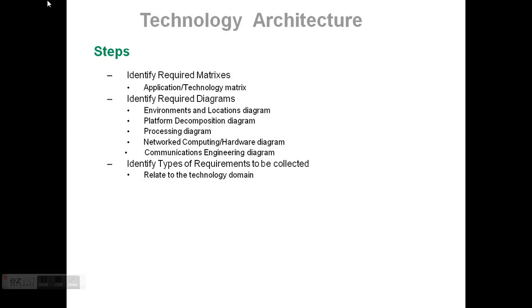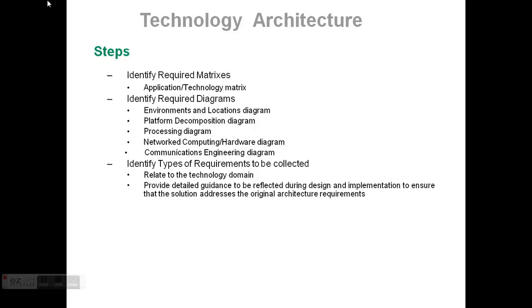Next minor step is to identify the types of requirements to be collected. We are looking at requirements related to the technology domain. Okay, so we need requirements that are related to the technology domain, or whatever technology domain we're looking at. So we need to have a look at the requirements for that. We also look at providing detailed guidelines to be reflected during the design and implementation to ensure that the solution addresses the original architectural requirements.